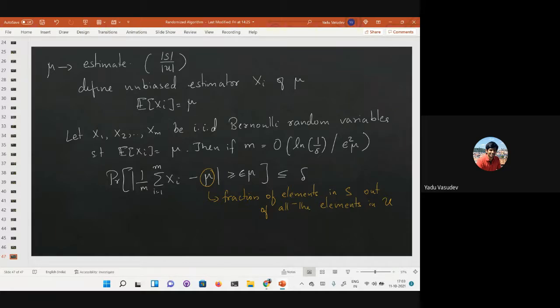So, for instance, if you want delta to be 1 over n, this tells you that you need something like ln n over epsilon square or something like that. It's slightly different, but yeah, it's very similar.